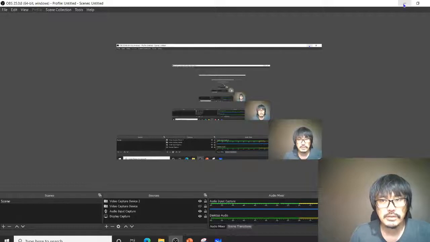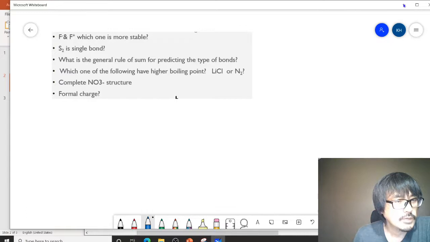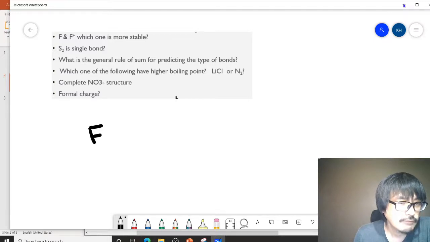Alright, let's do helper video number 8. So we have this F atom in the middle, right? And then F has 7 dots, right?